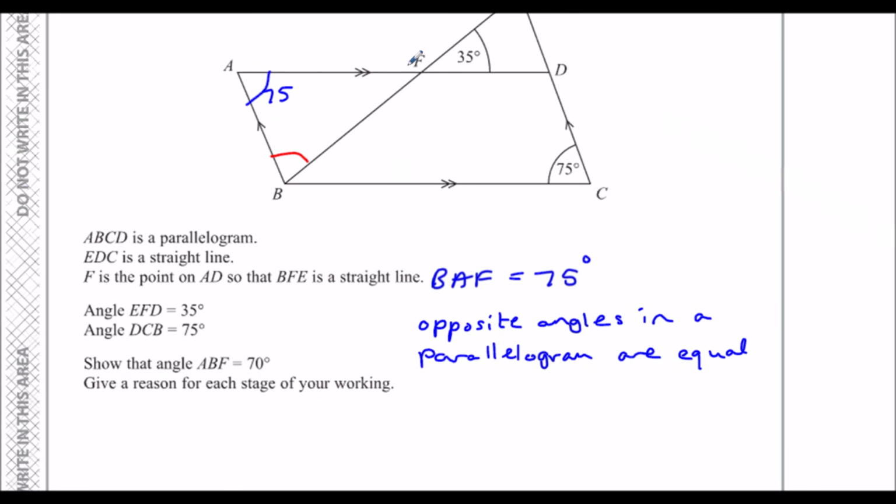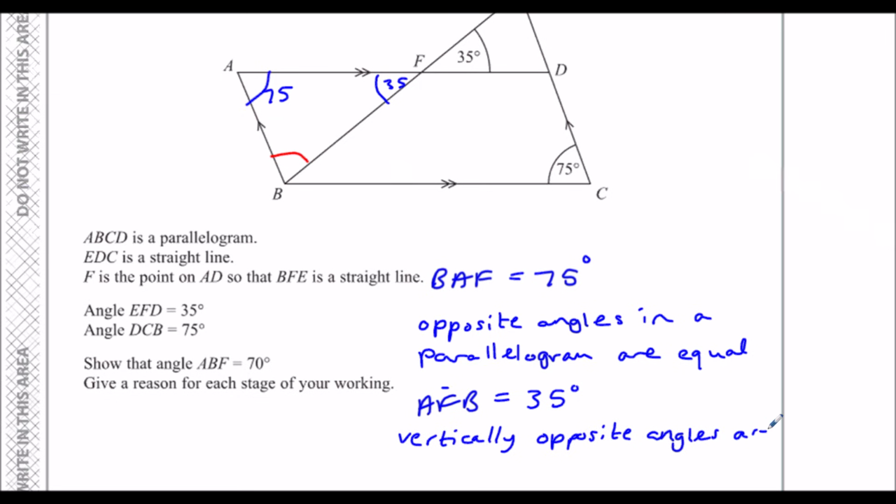And let's do AFB now. AFB is 35 degrees. And the reason is vertically opposite angles are equal. Vertically opposite angles are equal.